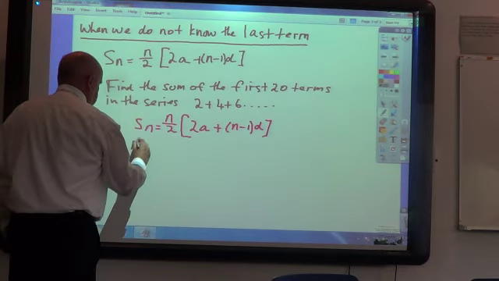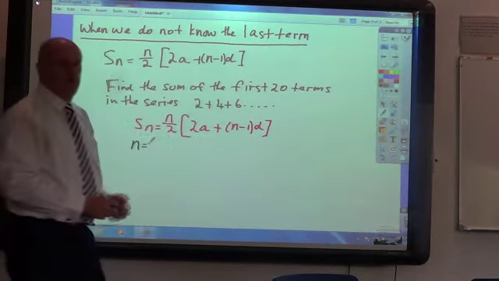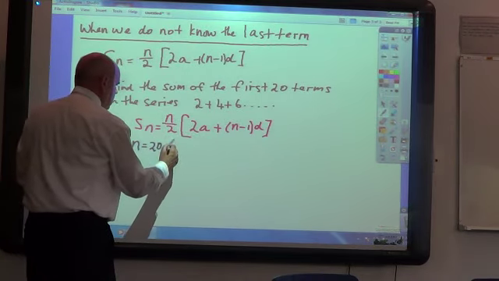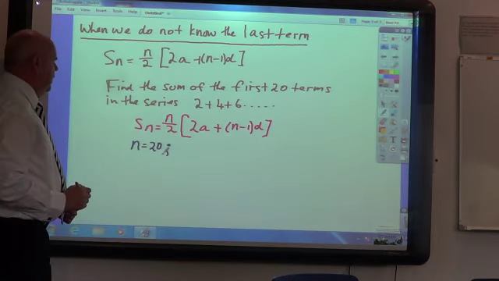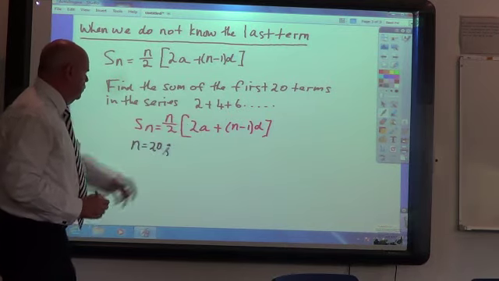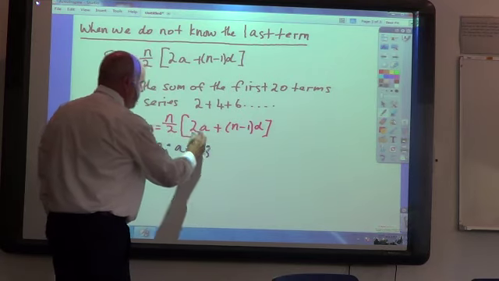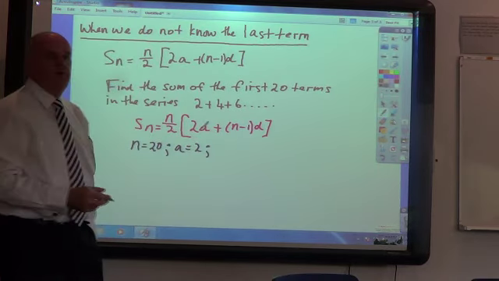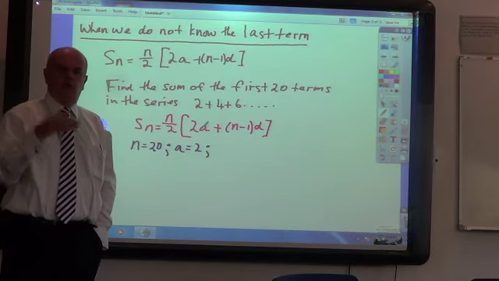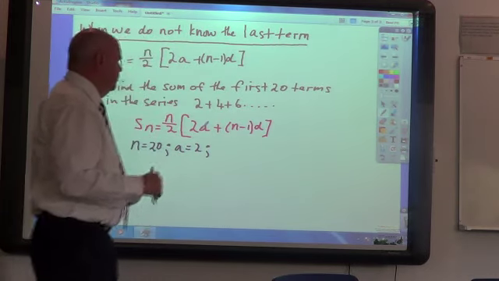So here we go. n will, in this case, be in the question. It's saying find the sum of the first 20 terms. So n is 20. And we know that the first term is staring us in the face again. It's 2. And the only other thing we need to know is d, the common difference. Now remember, the common difference is calculated by taking the first term away from the second, or the second away from the third, etc., etc.